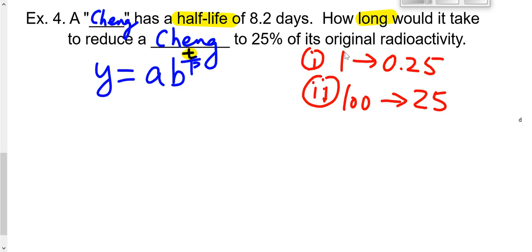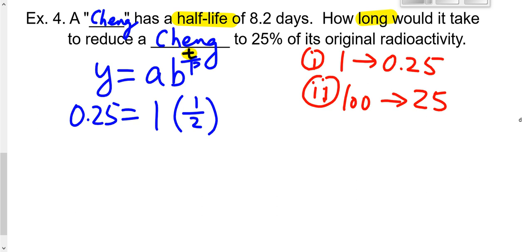So my final amount here is 0.25. My initial amount would be 1. And then what's my B? We're talking about half-life here. So after every time period, we would end up with only half. So it doesn't matter if you want to put 1/2, that's fine. If you want to put down 0.5, that's equally fine, because 0.5 and 1/2 are exactly the same. Okay, so in this case we are looking for T, so we don't know that. What's the P? 8.2. So what does that mean?